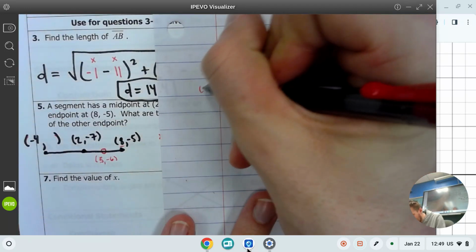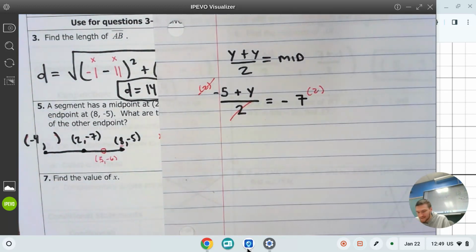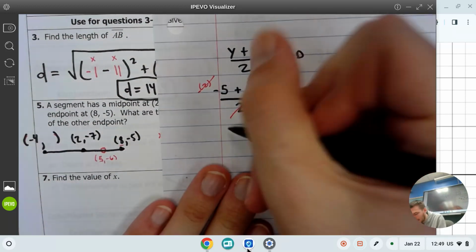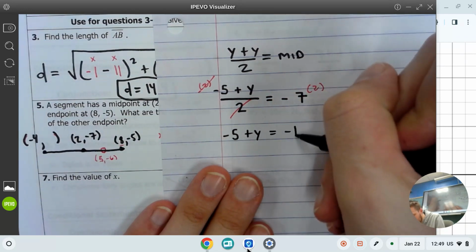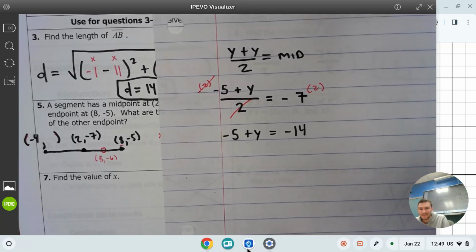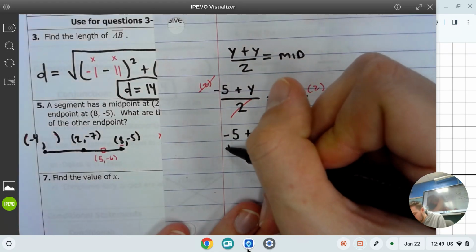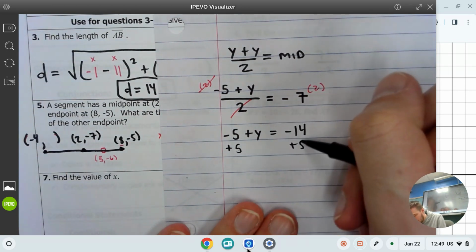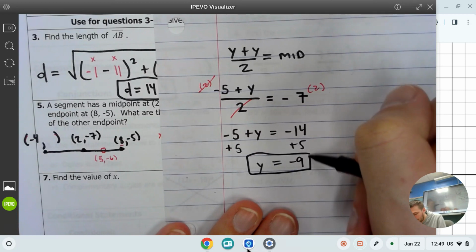So same thing. We're gonna basically double it. And when we double it, we're gonna have negative 5 plus y equals negative 14. That way we get rid of the 2 on the bottom. And then we just move this piece to the other side. Plus 5, y equals negative 9.